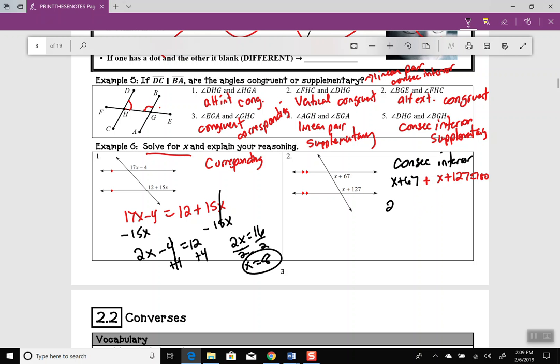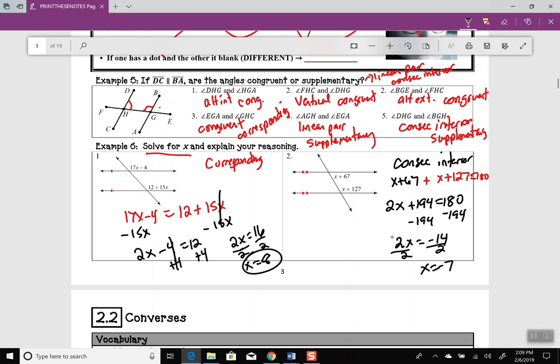X and x is going to get you 2x. 67 and 127 gets you 194 and 180. Subtract 194 from both sides. You get 2x equals negative 14. And divide by 2. You get x equals negative 7.